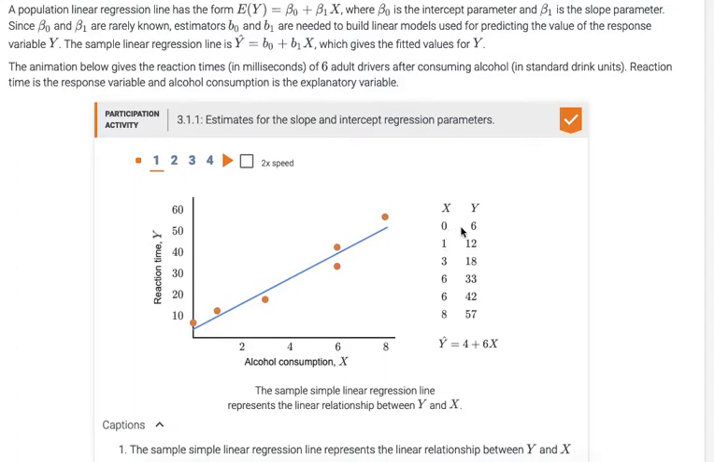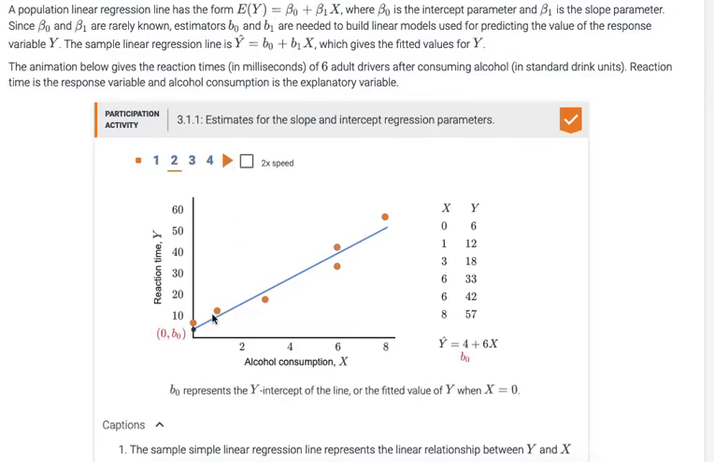So when x is 0, y is 6. When x is 1, y is 12. And then it did a simple linear regression line, which is this line, and that represents the linear relationship between x and y. And you'll notice the points aren't on the line, but they're all very close to it. So let's go ahead and look at the next point.